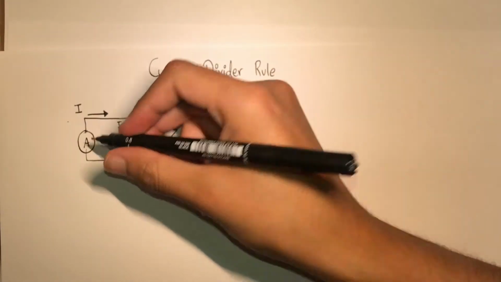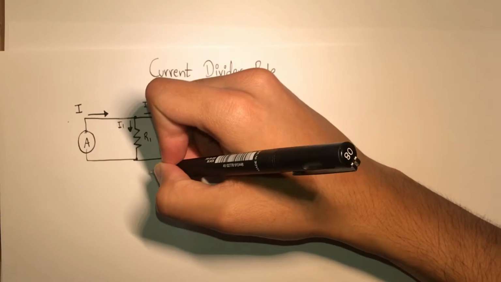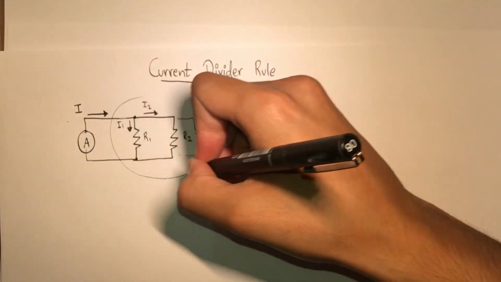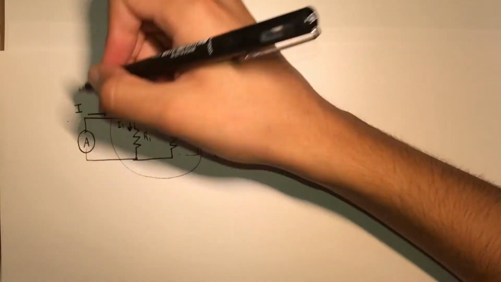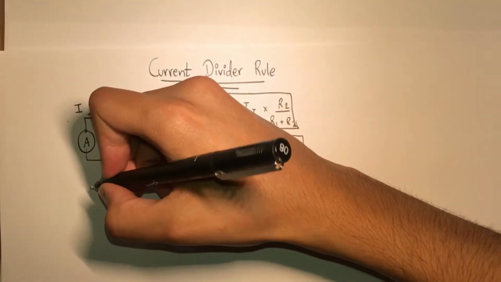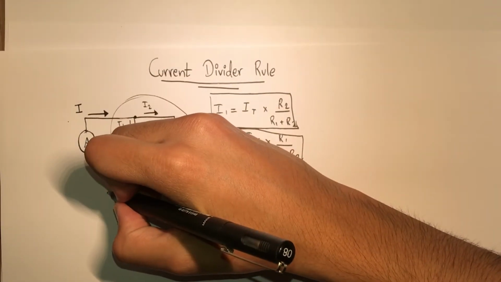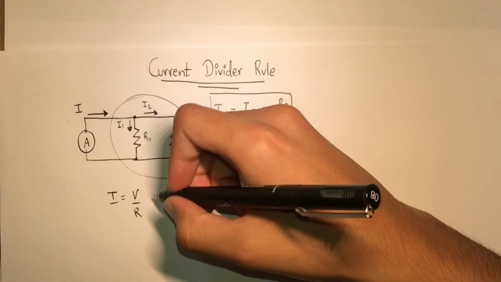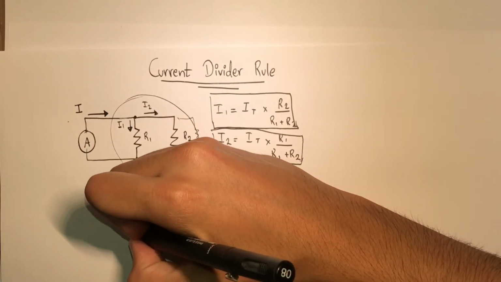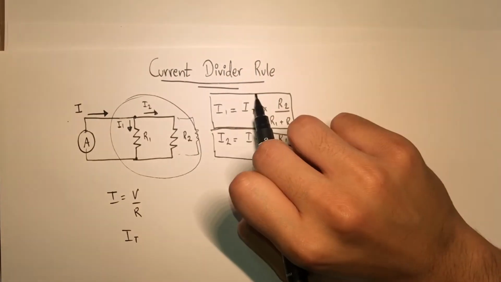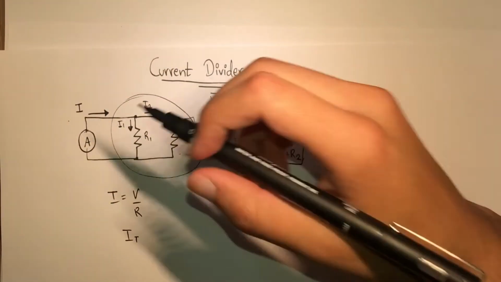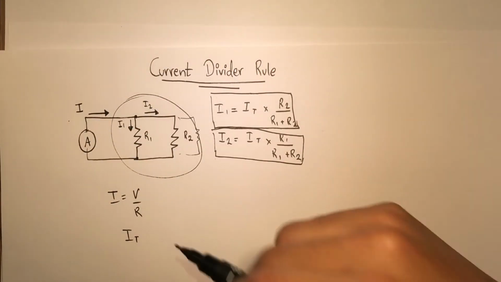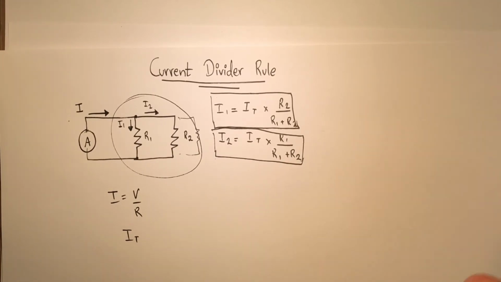And if there's a voltage source, we find the equivalent resistance of all of this, and then use the KVL rule, I is equal to V over R, and find the total current in the circuit, and then use the current divider rule to calculate the current flowing to each resistor in the parallel combination.